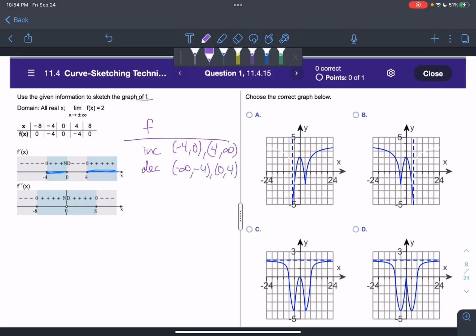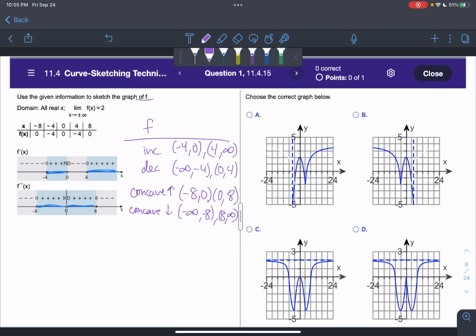And then my second sign chart, this second derivative sign chart, will tell me about concavity of F. So F is concave up when my second derivative is positive. And so this occurs between -8 and 0, and then 0 to 8, and then it is concave down in the intervals I did not name, in the gray intervals, negative infinity to negative 8, and 8 to positive infinity.